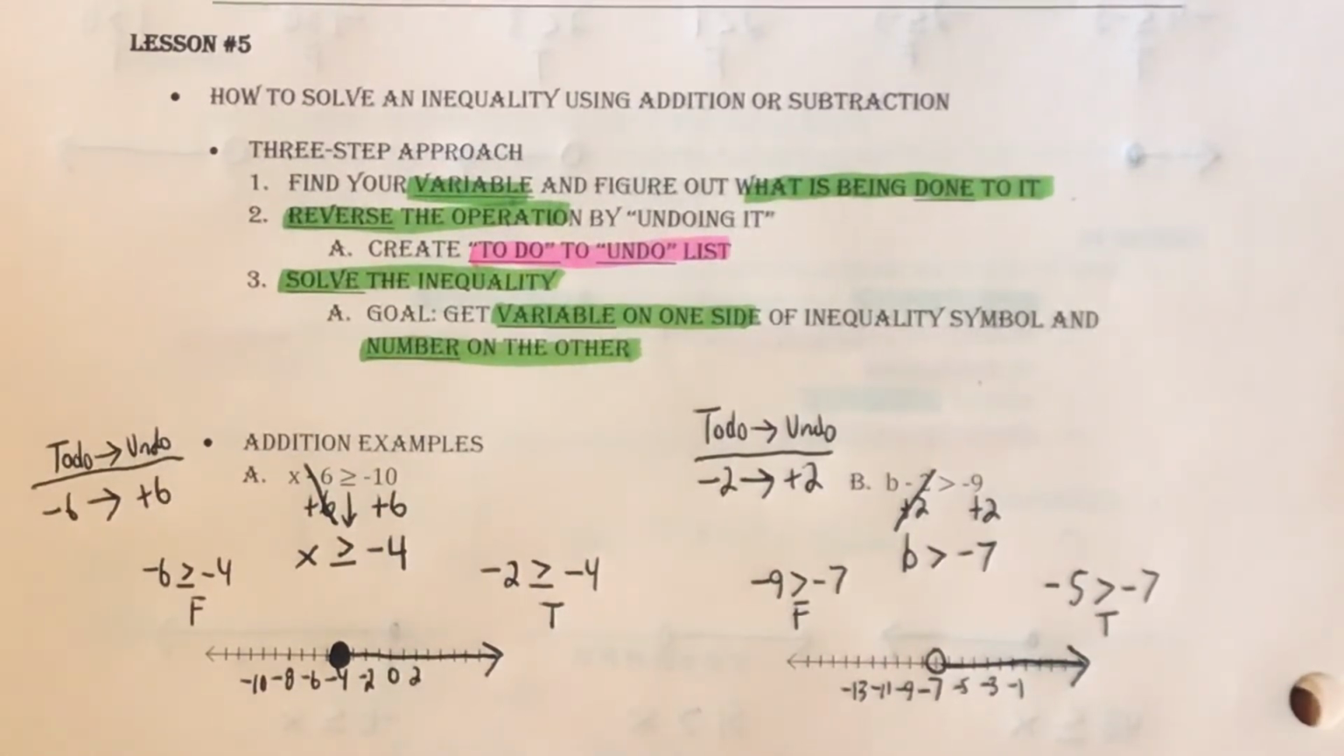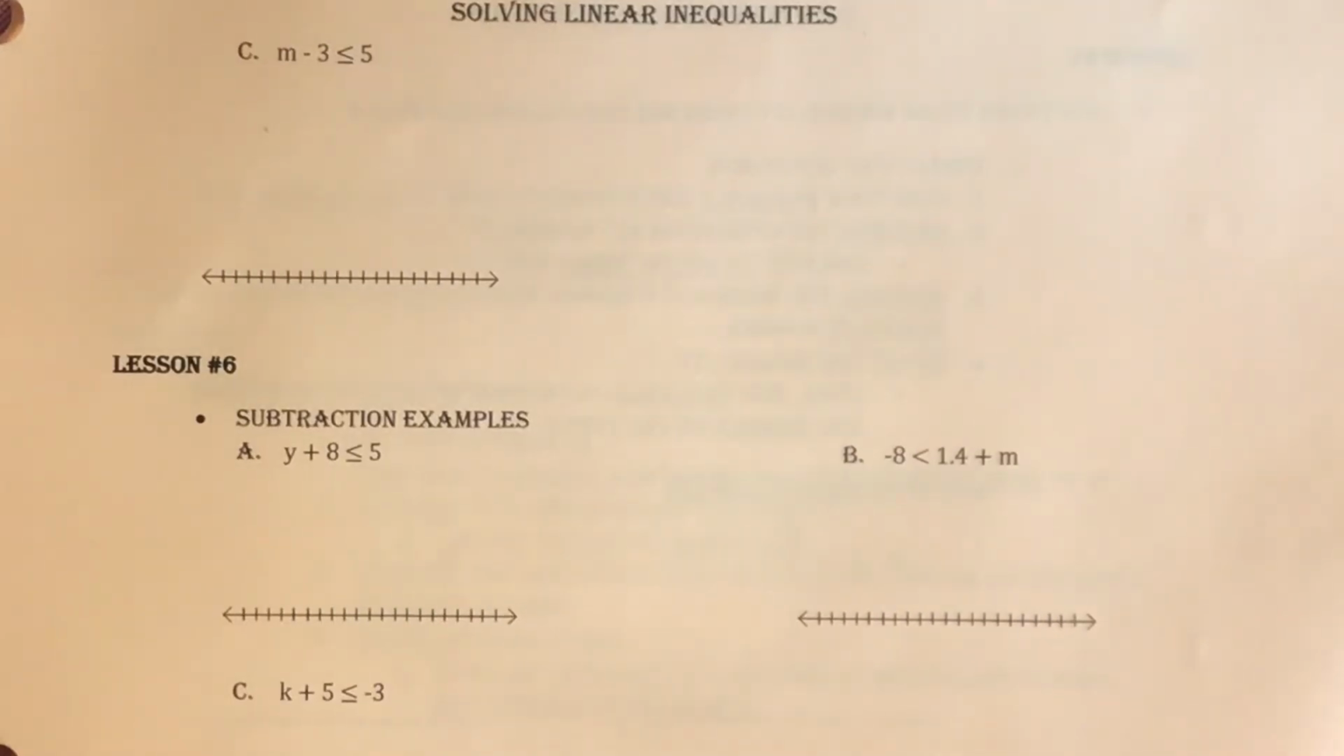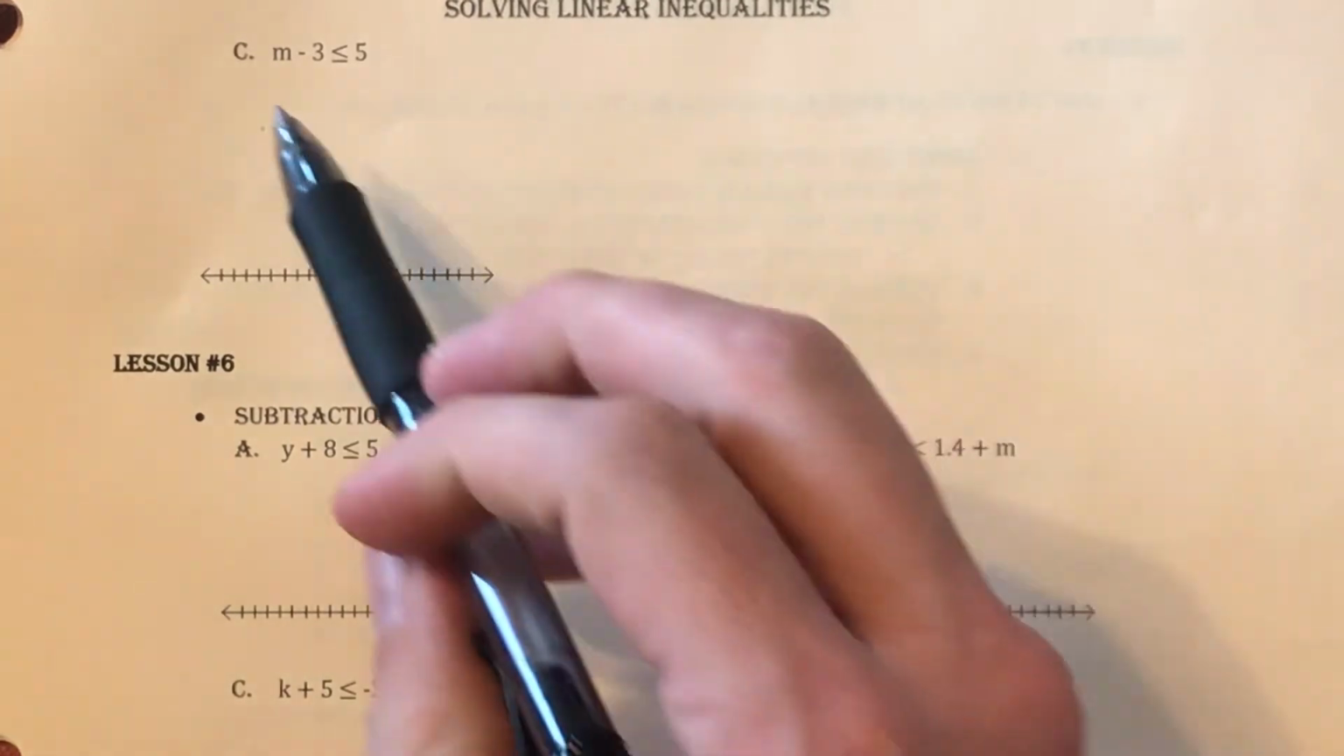All right, well, if you flip your paper over, we've got one more example. I'd encourage you to try this one on your own and then check your answer with mine. So example C says m minus 3 is less than or equal to 5. So first thing, find the variable, figure out what's being done to it. It's on the left side and it's being subtracted by 3.